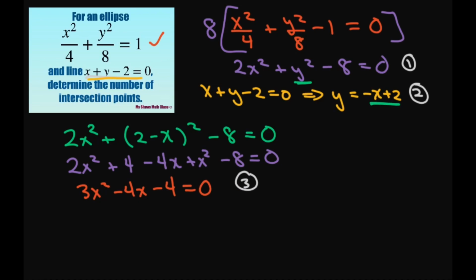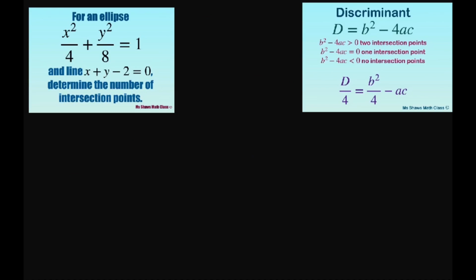All right, so after we do that, we're going to use the discriminant because we want to find out how many intersection points there are. Let me write it down again. I have it on my paper: 3x squared minus 4x minus 4 equals 0.